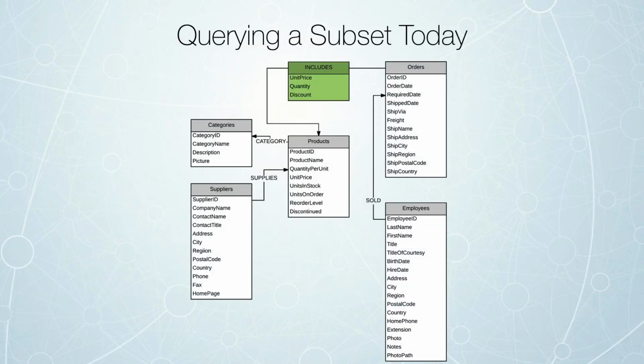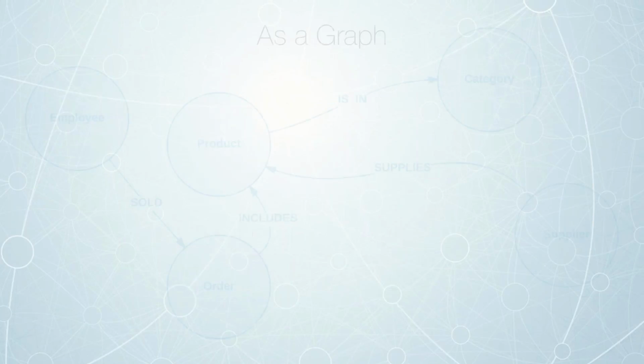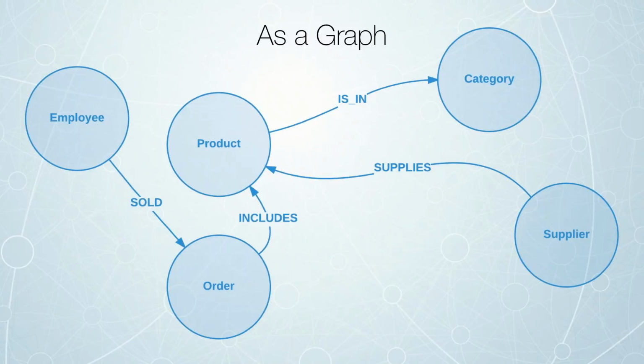So that's the basic. This is like the subset of the data, as it's represented in an ER diagram, and then as a graph. So an employee sold an order, which includes a product. That product is in a category, and that product is supplied by a supplier. Again, reading as sort of an English language structure.